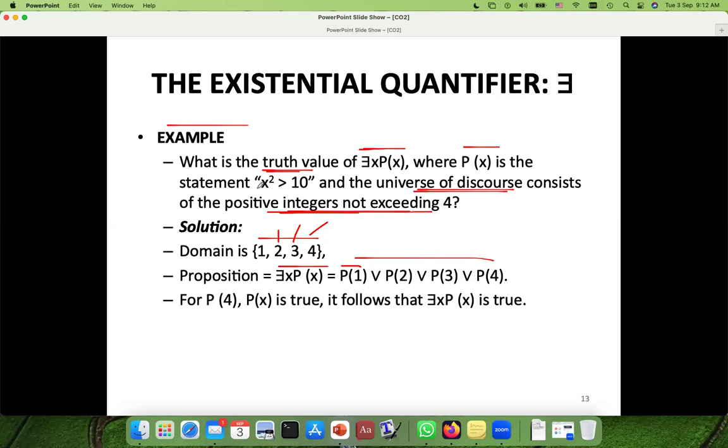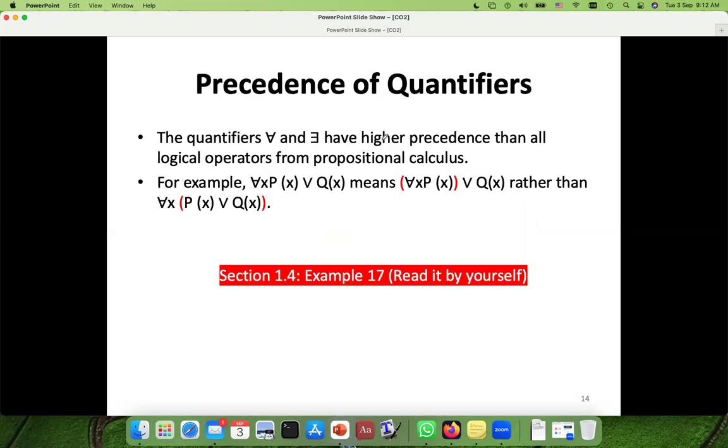So for 1, what is that? 1 squared is 1; 4 squared is 16, greater than 10. Only for 4 it will become true. 16 greater than 10, true. And for the rest of the values: false, false, false, true. So now you are mentioning P of 4. P of X is true for this value 4. We need only one evidence to make this theory true. So that's why we can say there exists an X such that P of X is true, because we have found that evidence.